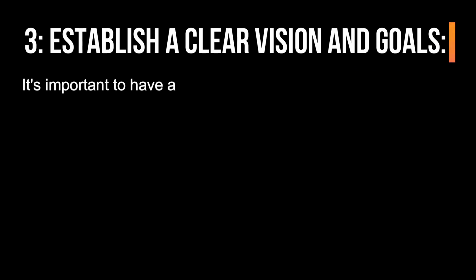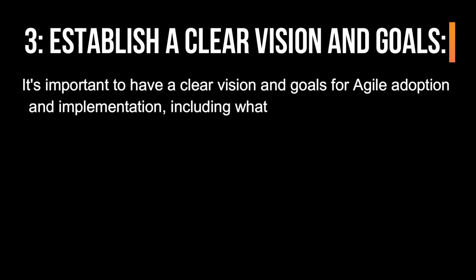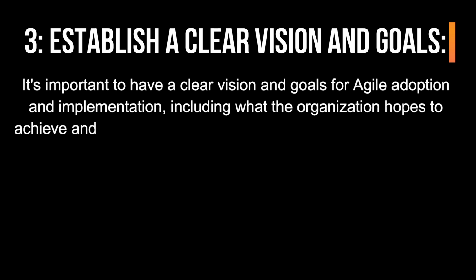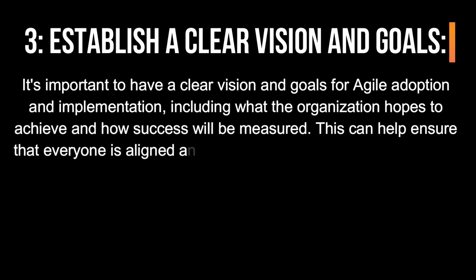3. Establish a clear vision and goals. It's important to have a clear vision and goals for Agile adoption and implementation, including what the organization hopes to achieve and how success will be measured. This can help ensure that everyone is aligned and working towards the same objectives.